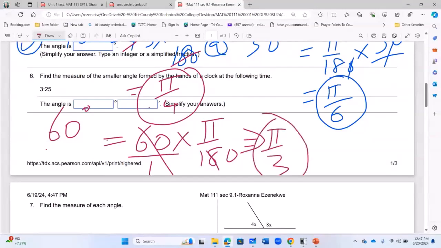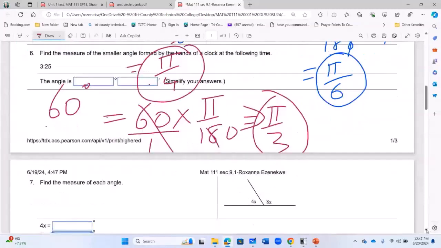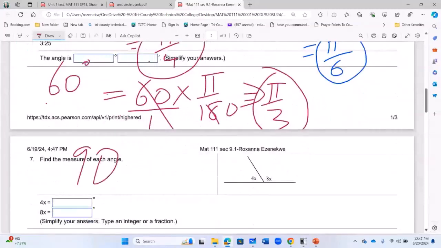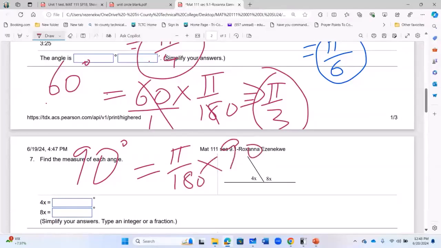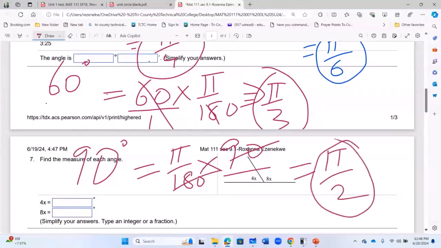So let's go to 90. If I'm told to convert 90 degrees to radian, 90 degrees is equal to pi over 180 multiplied by 90. If I cancel, I have pi over 2. So 90 degrees is always equal to pi over 2.